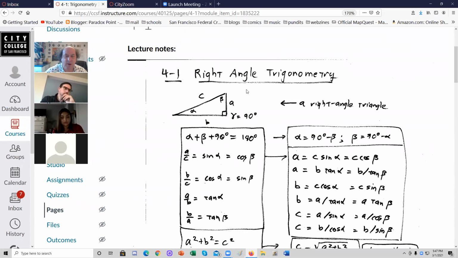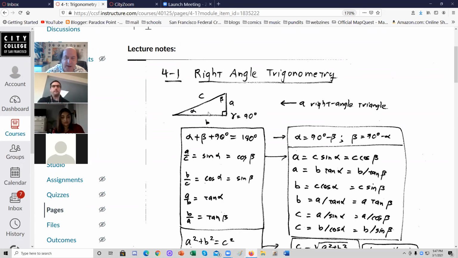Okay, now we're doing right angle trigonometry. A right angle triangle has a 90-degree angle here. Call this angle gamma, 90 degrees. These two other angles are alpha and beta, Greek letters because that's traditional. Opposite alpha is side A, opposite beta is side B, opposite gamma is side C.